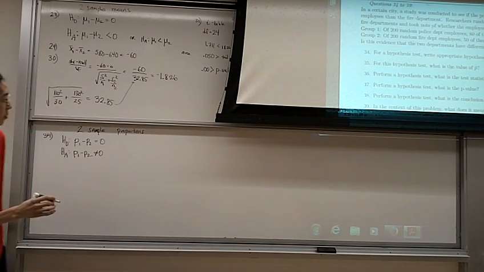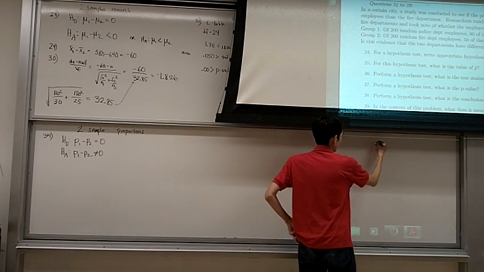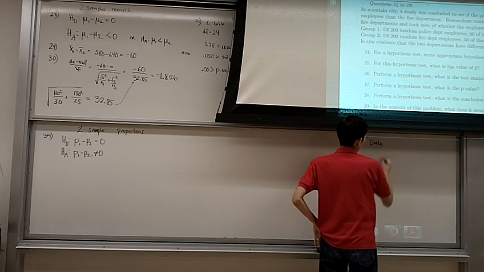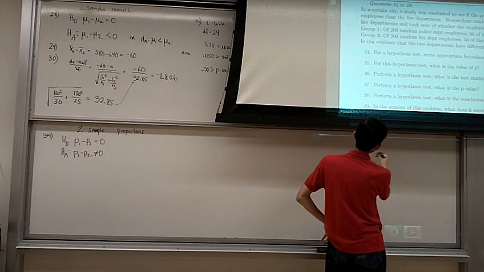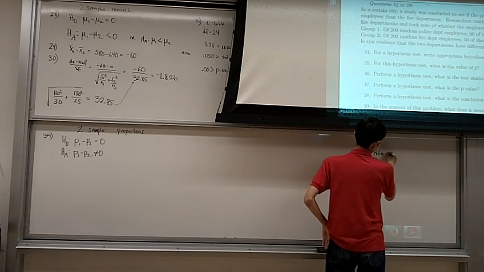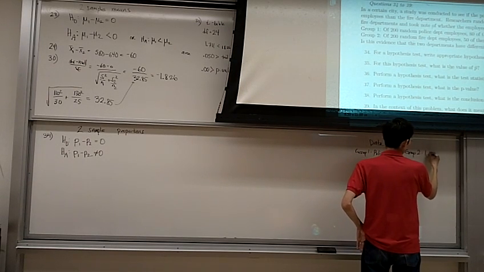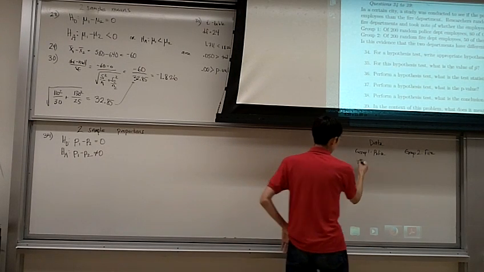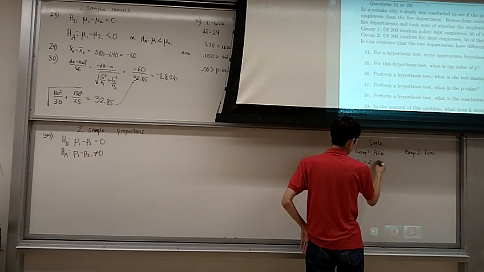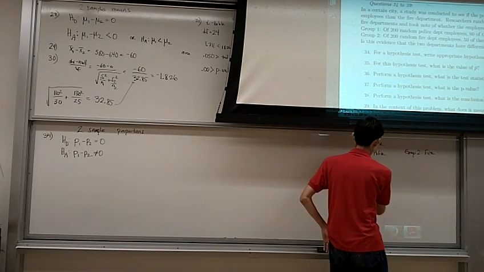Number 34 says, for this hypothesis test, what is the value of p hats? Before we do that, let's write down the data that we have. We have group 1, which is the police, and group 2, which is the fire department. N1 for the police is 200, and the number of minorities was 80.